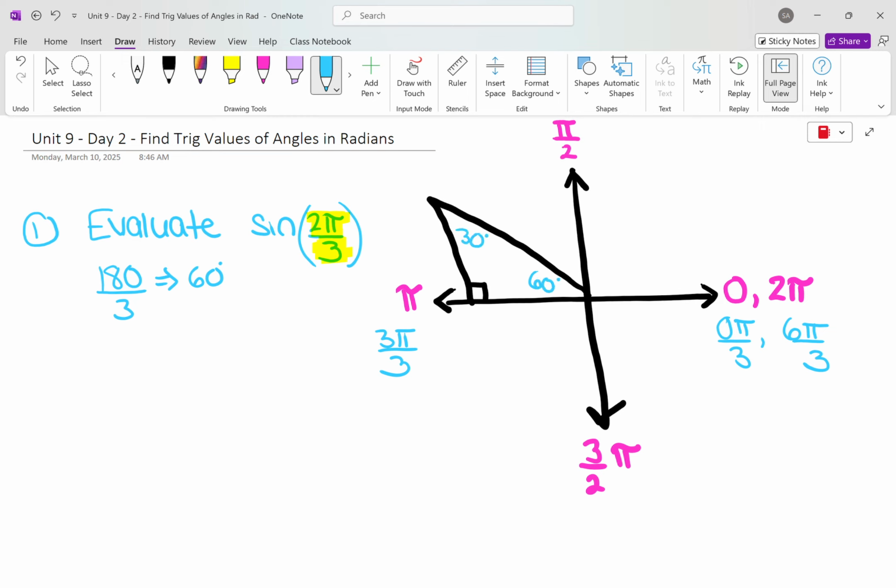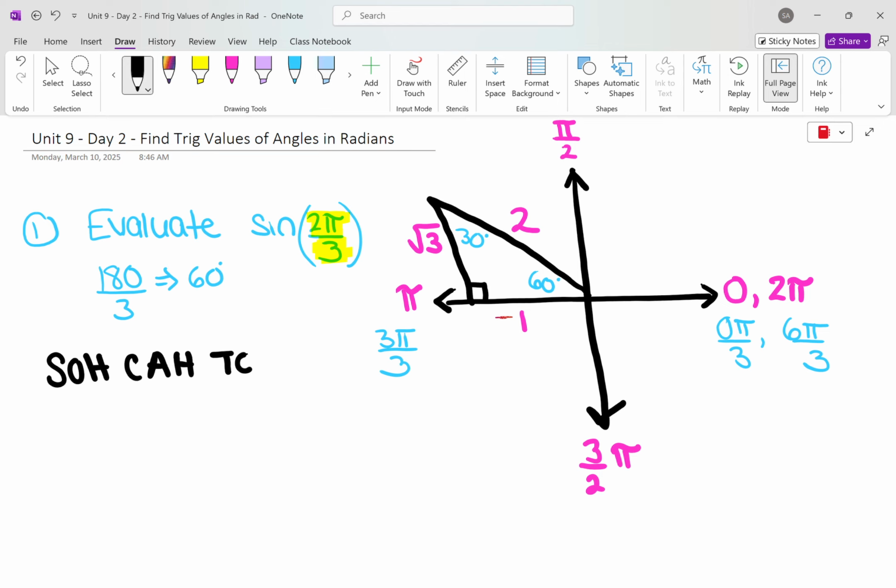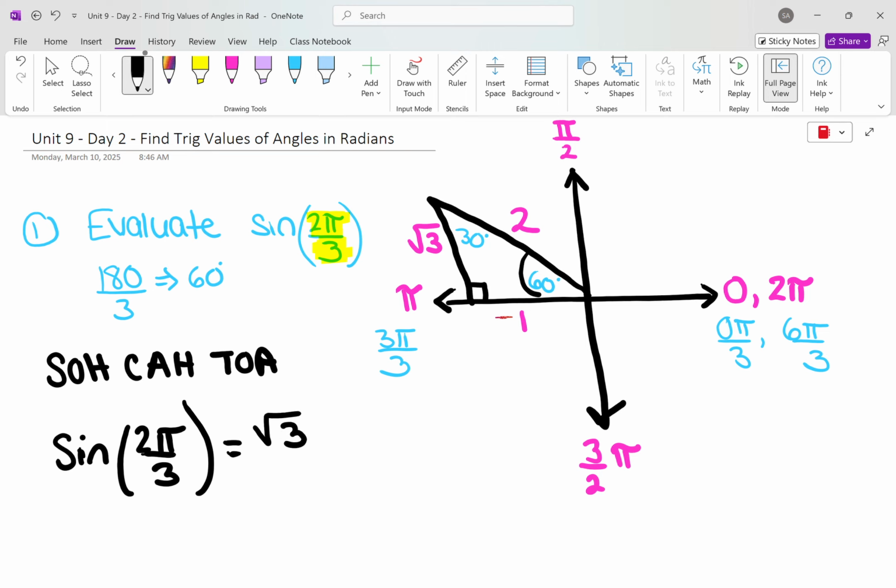So now we know we're dealing with a 30, 60, 90 triangle. Across from the 30 is 1. Across from the 60 is root 3. Across from the 90 is 2. Are any of these numbers negative? Yes, the 1 is negative, yep. So now we go back to SOHCAHTOA. Everything's in reference to the 60-degree angle. So the sine of 2 pi over 3 is going to be our opposite, which is root 3, over our hypotenuse, which is 2.